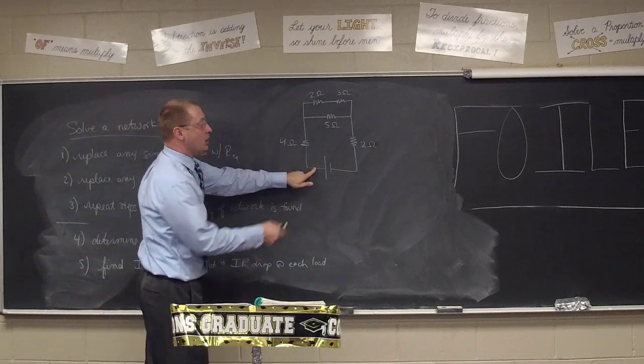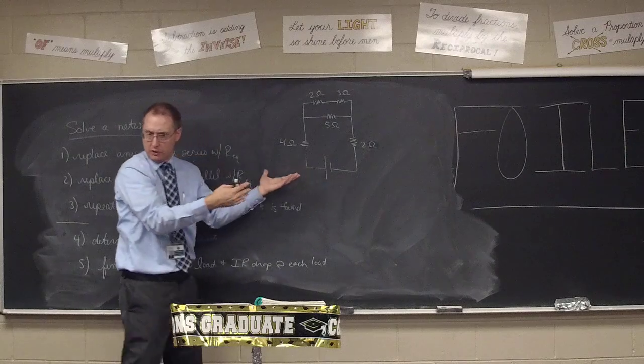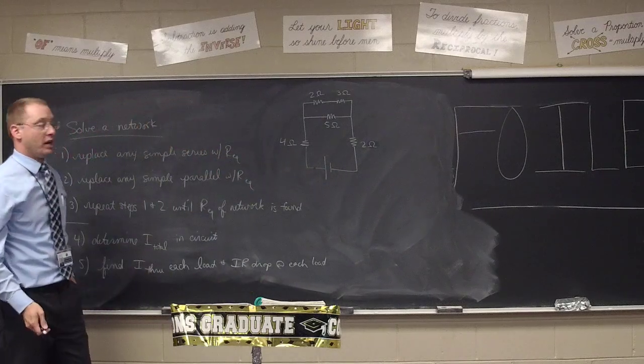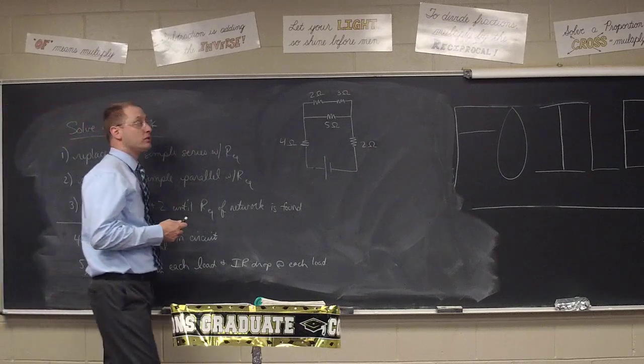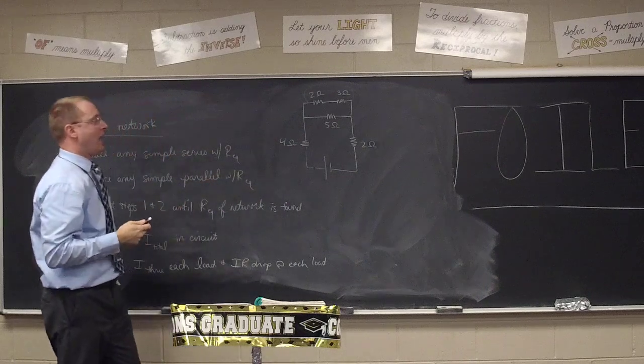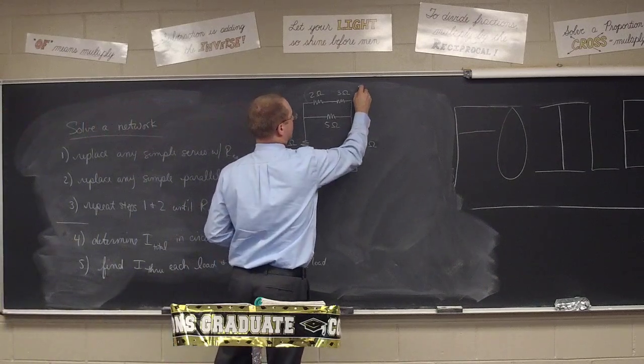If the 2 were right here, then 4 and 2 would be simple series. Or if the 4 were down here, then 4 and 2 would be simple series. Does that make sense? But what we do have as a simple series pair would be the 2 and the 3, just right here. So I'm going to circle it, and I'll replace 2 and 3 collectively with 5 ohms.